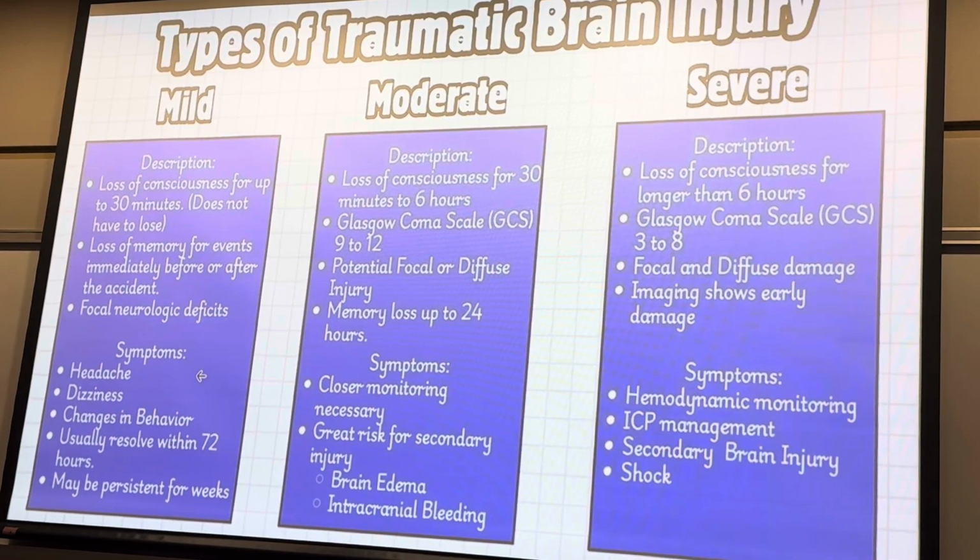So we talked about mild. Let's move to moderate. 30 minutes to 6 hours at this point of loss of consciousness. That's how we're going to distinguish it more into this moderate category. Now our GCS is really going to come into play. So now we're in that moderate scale, 9 to 12 scale on our GCS.